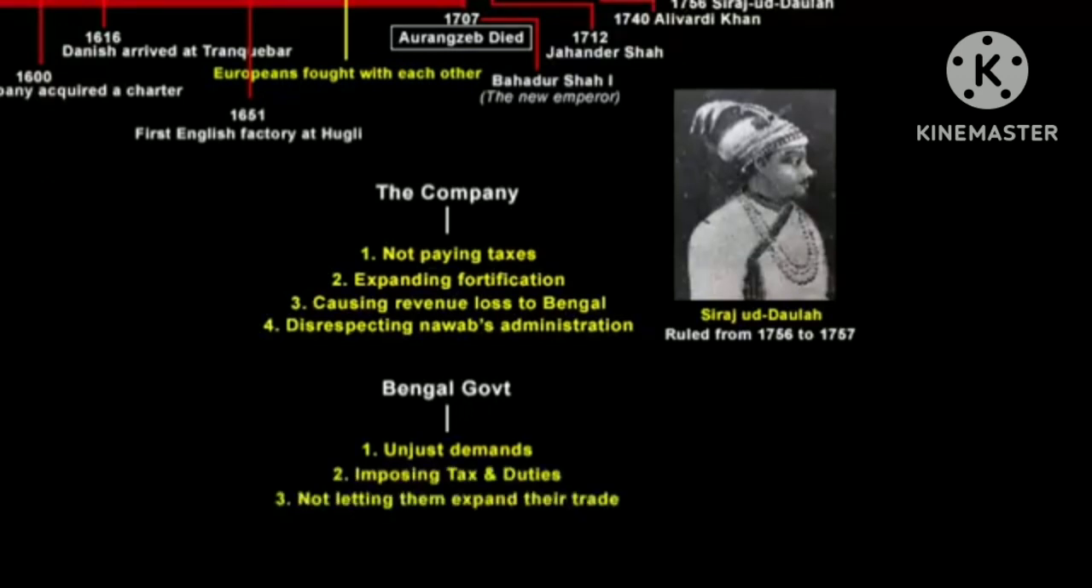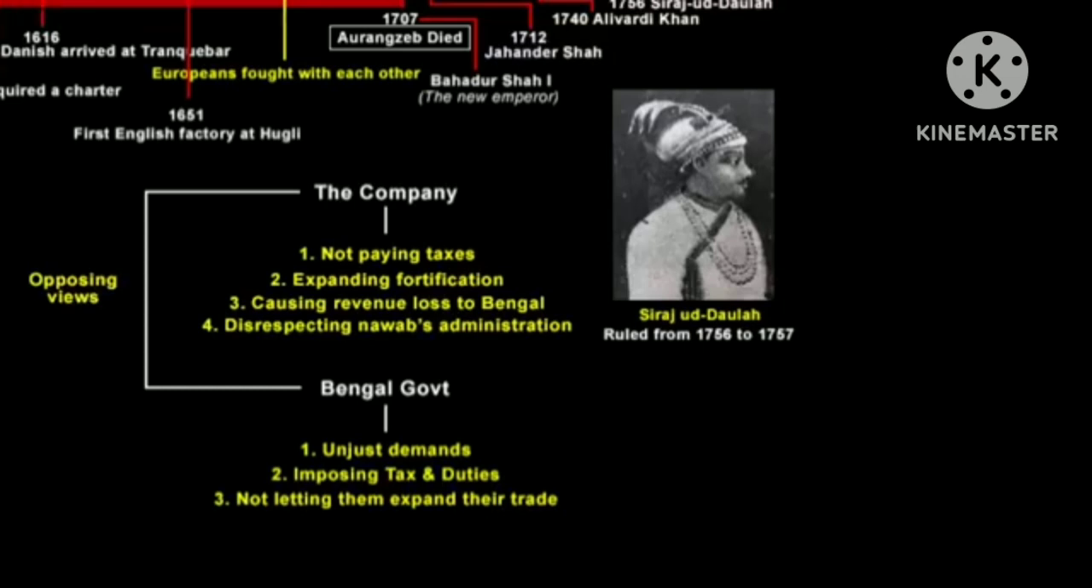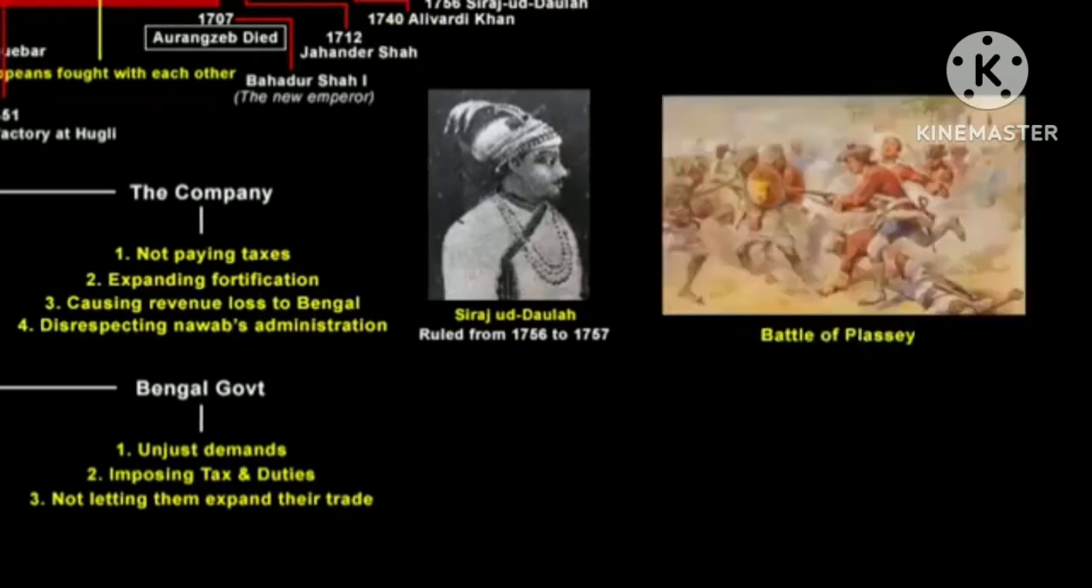They also said that to expand trade, the company had to enlarge its settlements, buy villages, and rebuild its forts. This was the company's justification. Obviously, both the Nawab and the company had different views, clearly contradicting each other's. And finally, this led to the famous Battle of Plassey.